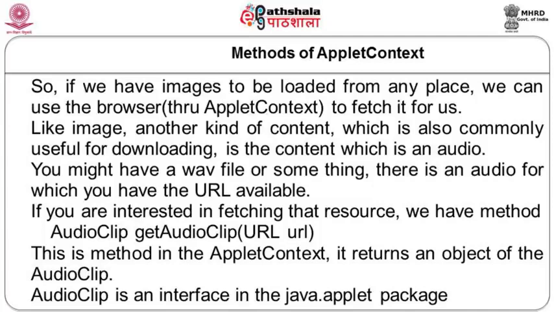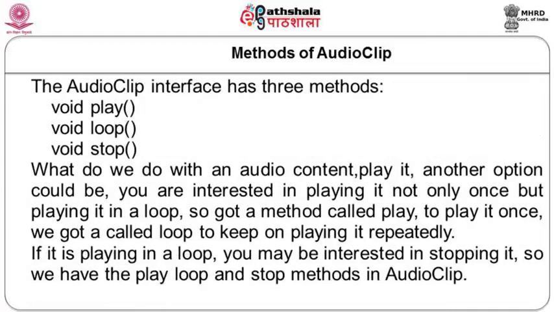The AudioClip interface has just a few methods. There are 3 methods in this AudioClip. What do we do with the audio content? AudioClip represents an audio content. What do we do with that? One thing is you could simply play it. Another option could be, you may be interested in not playing it just once, but looping it again and again. So we have a method called play to play it once. We have a method called loop to keep on playing it repeatedly.